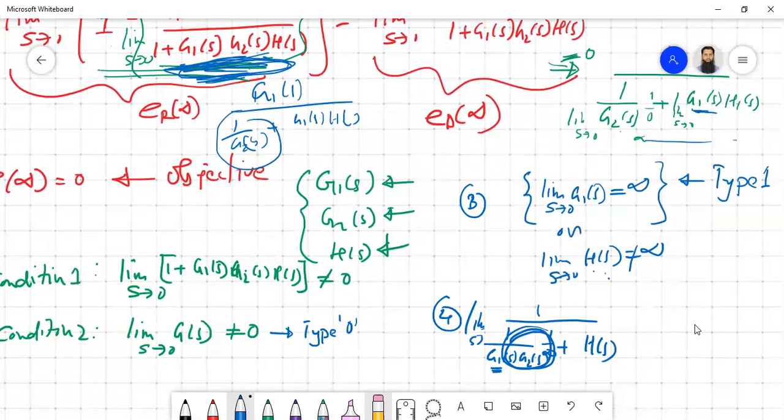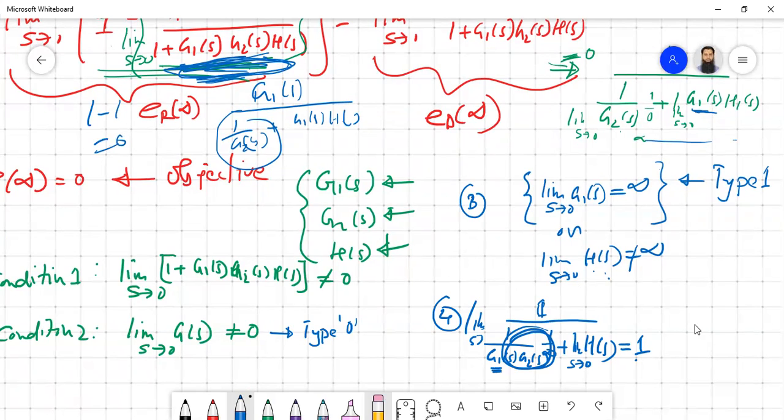So what is left is only the limit as s tends to zero of g(s) h(s). The magnitude of this one has to be one. Only then will this one and one give you one in this term, so one minus one will be zero. So you will have zero steady state error.